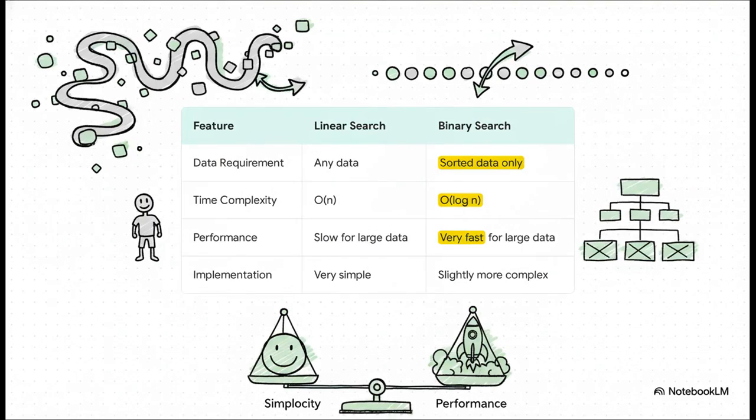This table really just lays it all out. Linear search is super flexible. It'll work on anything. But its performance, O of n, just falls off a cliff with large datasets. Binary search, on the other hand, is ridiculously fast, O of log n. But it has that one strict rule. The data has to be sorted. And, the code is a little more complex to get right. It's a classic trade-off between something being easy versus something being incredibly high performance.